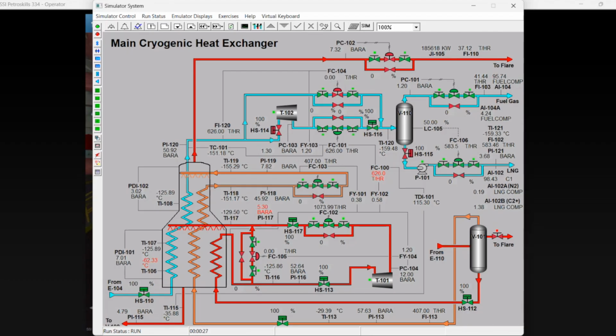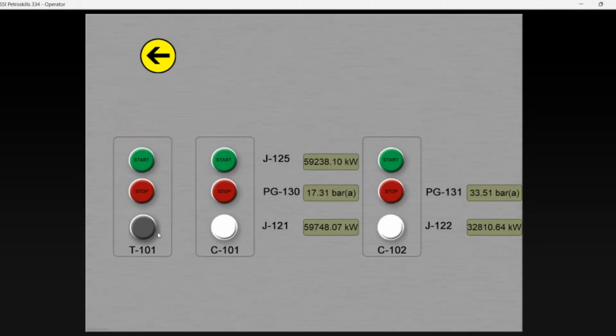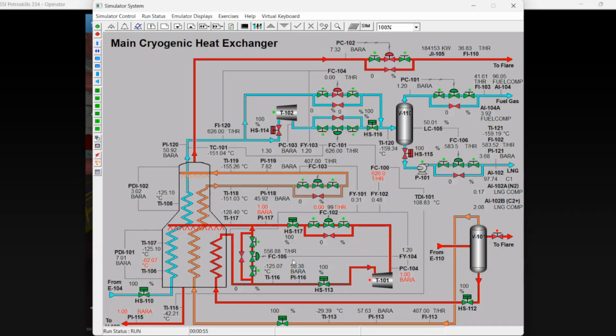I'm now going to show you what will happen if T101, this turbine right here, is turned off. We would expect the JT valve FCV105 to open up and for the exit temperature of the LNG product to slightly increase from -159.33 degrees Celsius. So I'm going to turn off the turbine and the DCS operator right here. And in the outside operator, look here, this light is gray, indicating off. If we go back to the DCS screen, we can now see that FCV 105 has opened up.